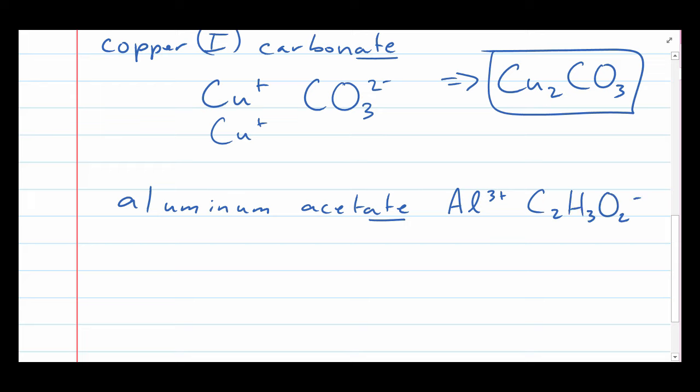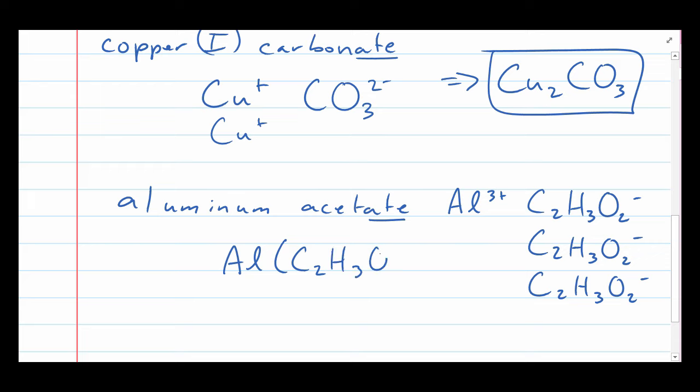Now, of course, this one here, charges aren't balanced. So which one do we need more of? We need more of acetate. Good. So how many acetate ions do we need altogether? 3. Okay. So now when we write the chemical formula, Al, what subscript comes after the aluminum? Nothing. And then what? Parentheses. Good. And then in parentheses, C2H3O2. And then parentheses, 3.